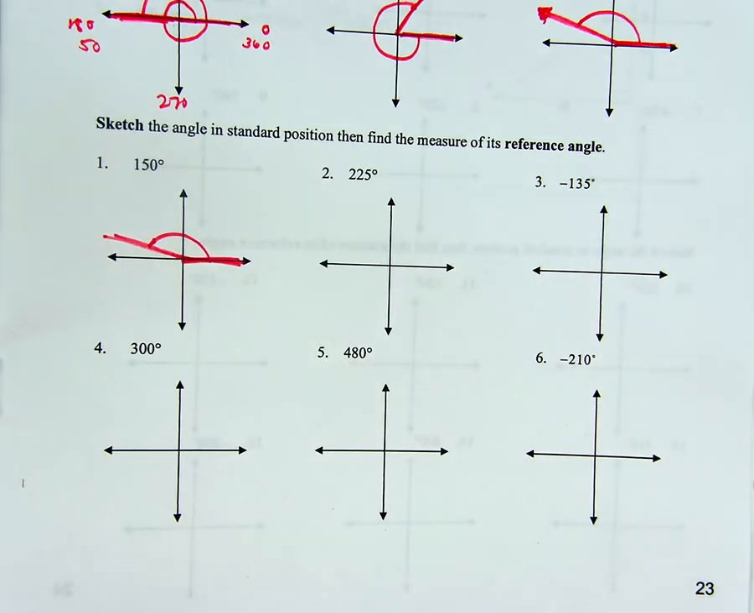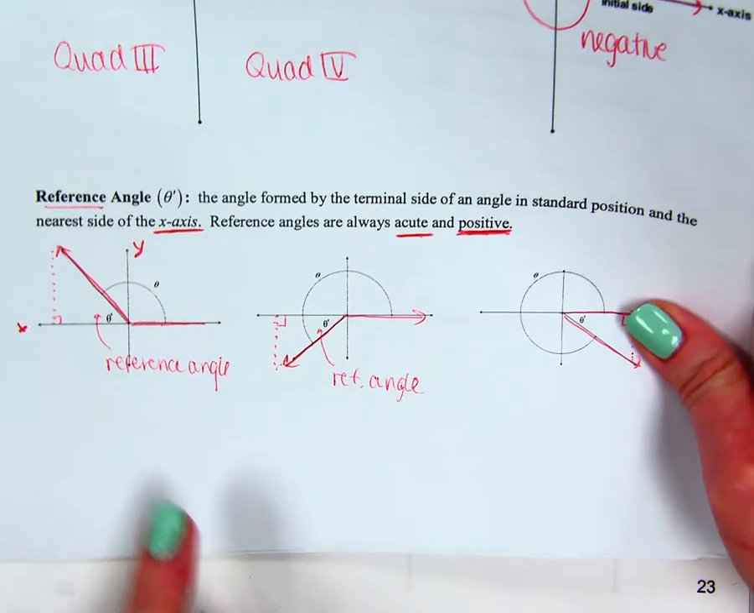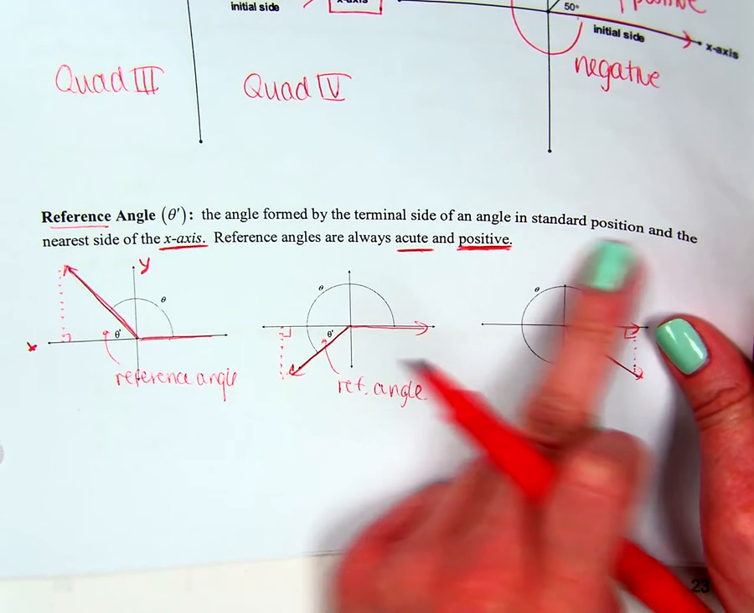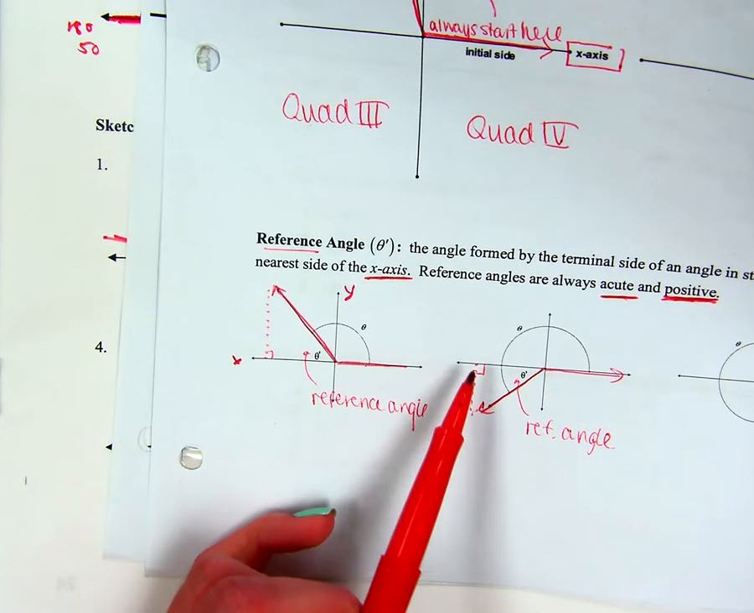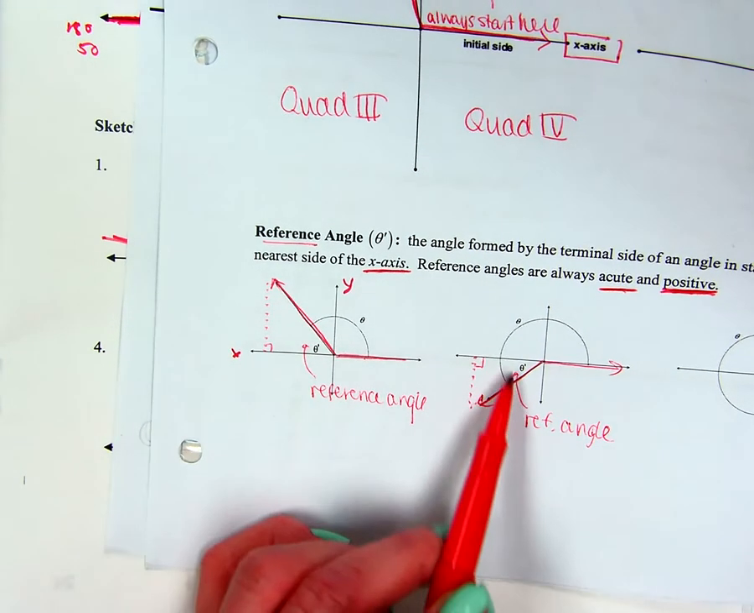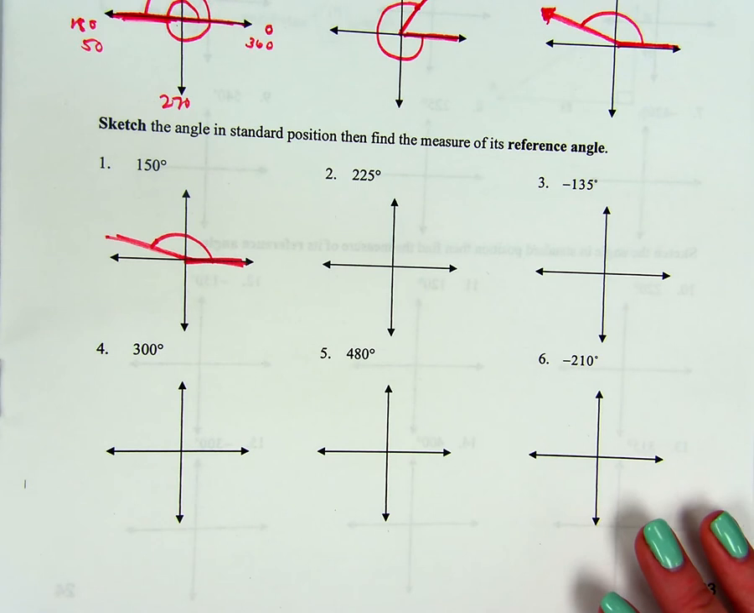Now remember, you can always reference back to your notes, but our notes said that we're going to find the measure of the reference angle. So remember back here, we have our reference angle. It's the angle formed by the terminal side of the angle in standard position nearest the x-axis. So you can see here, no matter where our angle ended up, we're going to draw a perpendicular line to the x-axis to create a right triangle and then measure that angle. So here we are on number 1. So we're going to draw a perpendicular line for 150.